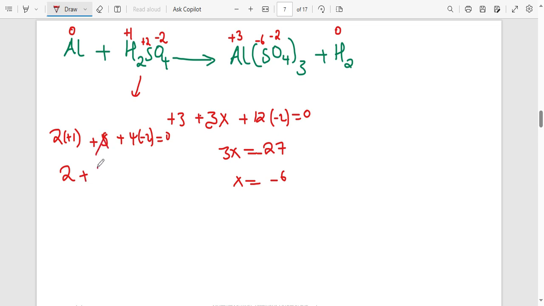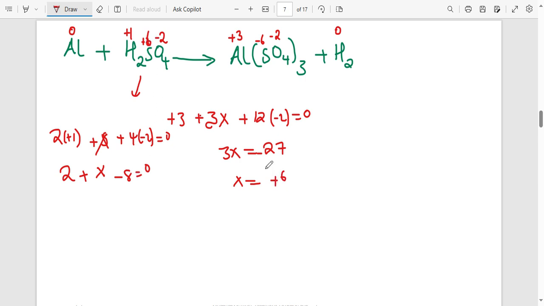This is a positive 2 plus sulfur. Let me put x there, plus x, and then minus 8 is equal to 0. So this was supposed to be 2 minus 8, which is a negative 6. And then if we take the other side, it gives us a positive 6, not positive 2.